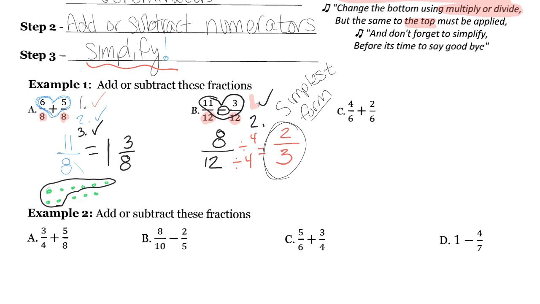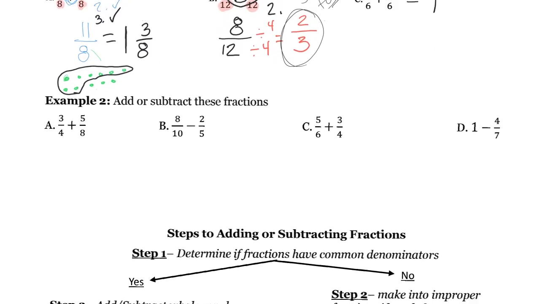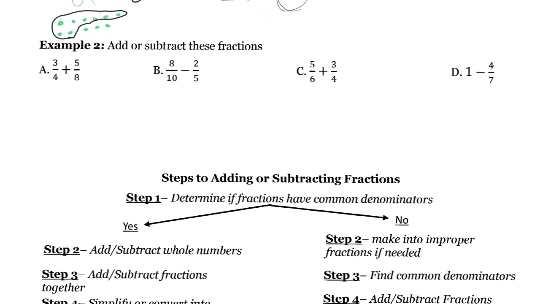Okay, so your answers must be simplified if possible. Now I want you to pause and try letter C. I'm just going to have the answer up, but make sure you have the work down. So pause and try C. All right, so I got the answer of 1 after I got it into simplest form. So now let's look at example 2.